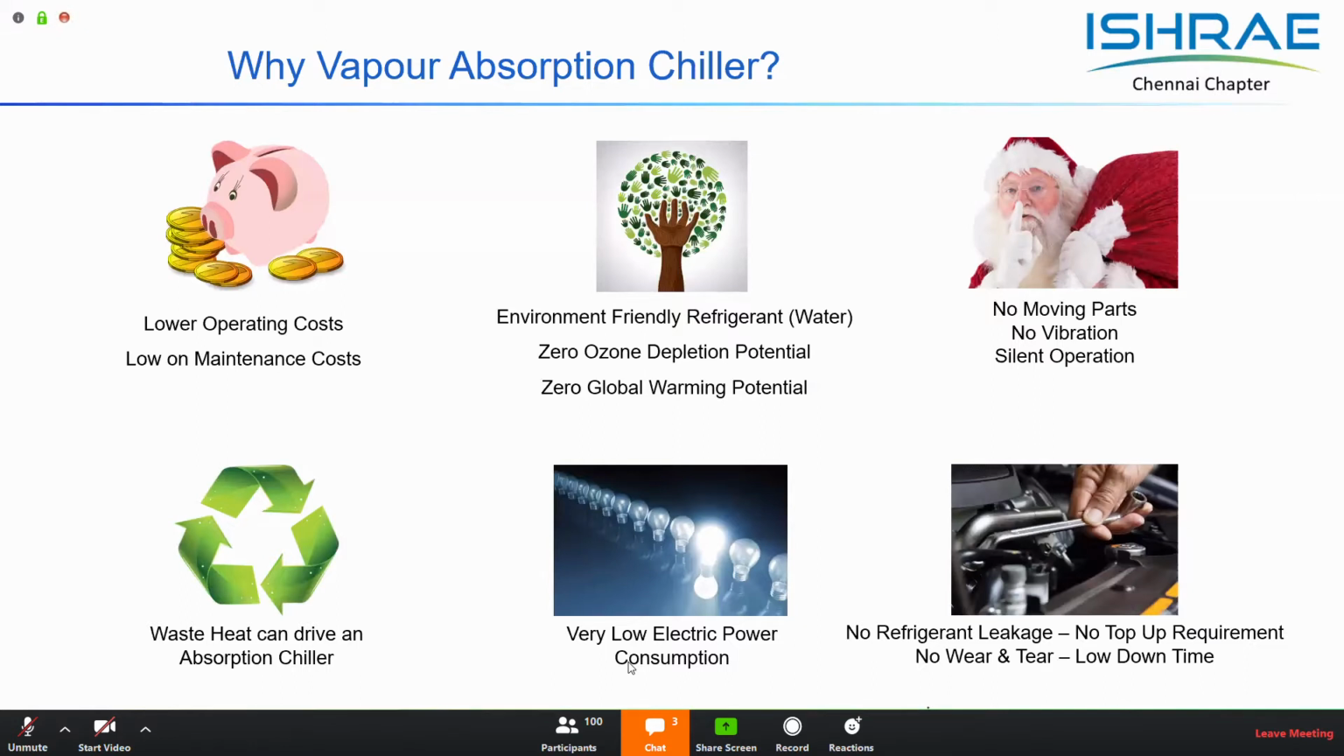And since it uses a refrigerant which is water, it is a very environment friendly product. Because it doesn't have energy consuming equipment like a compressor, the power consumption is also very low, something like 90 to 95% lower than a conventional compression unit of the same capacity. And there are not many moving parts. There are only small pumps for transferring the lithium bromide solution and the refrigerant, which don't cause any major concern from the wear and tear or noise or vibration point of view.